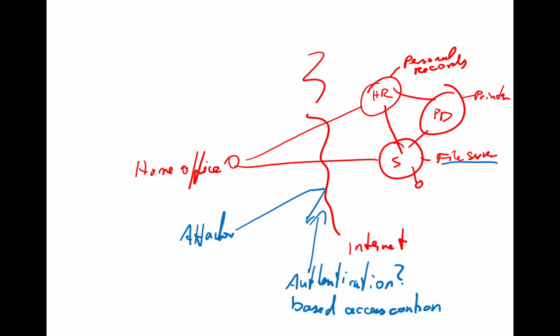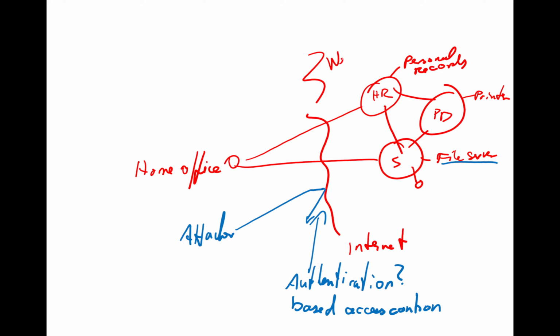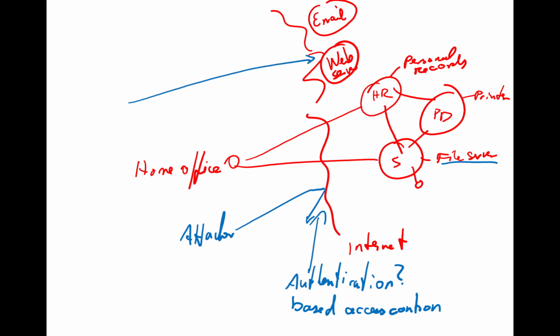Okay, web server. So these internal elements should not be accessible, but there should be some kind of web server and email server. Let's draw it also here, email. So now the attacker should be able to access the website.